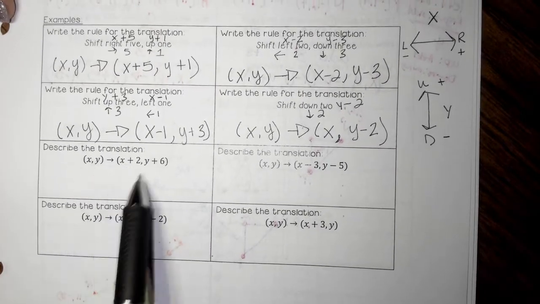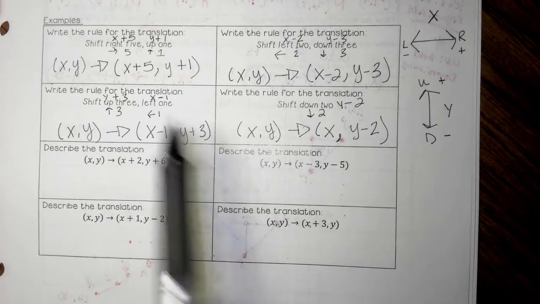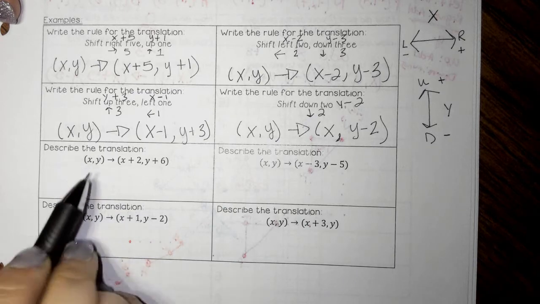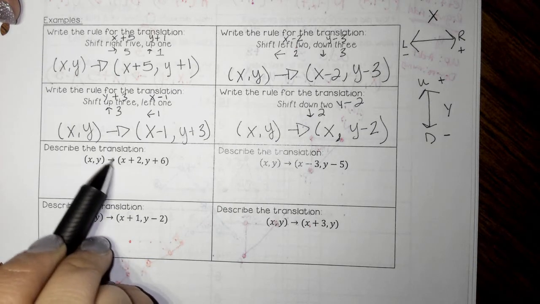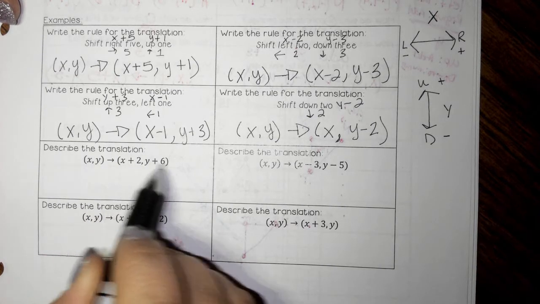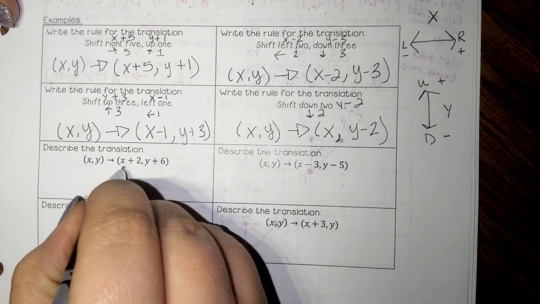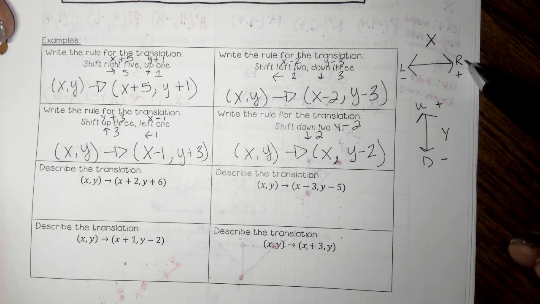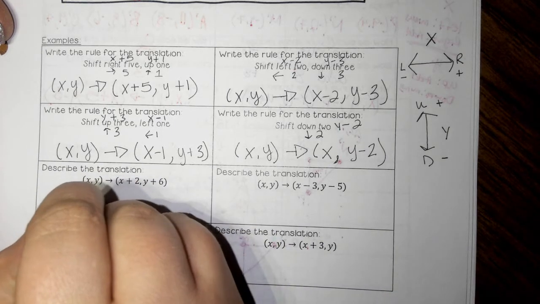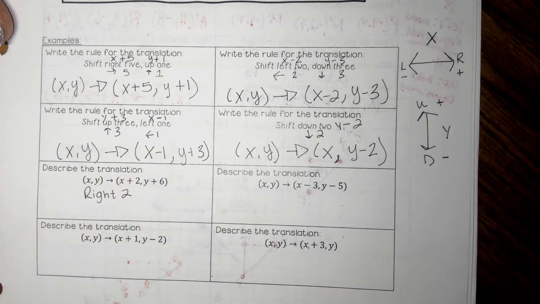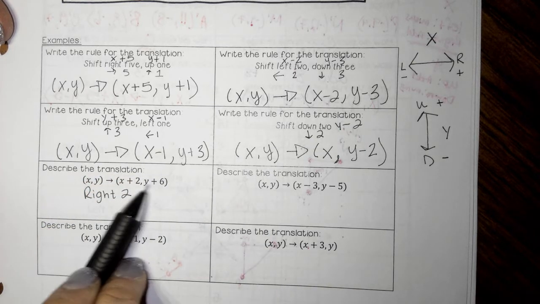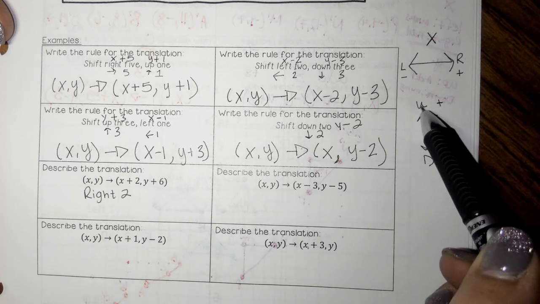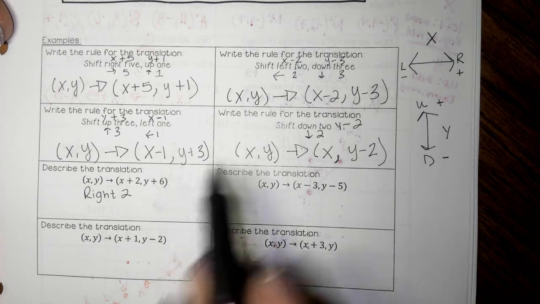Next, we're going to be given a rule, and we have to write some sort of verbal description of the translation. So here I've got the ordered pair (x, y) transforms into (x plus 2, y plus 6). X plus 2, when I add to the x value, that means I'm going to the right. So we're going right 2 times. And we're also adding to the y value. When we add to the y value, we're going up. So that would be up 6 times.